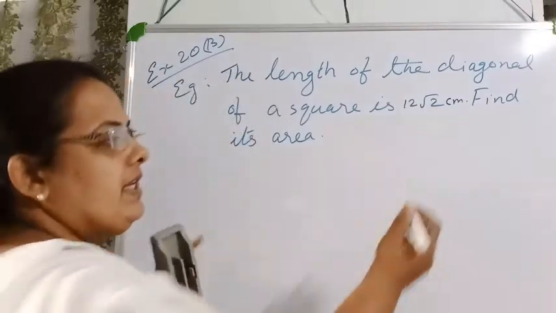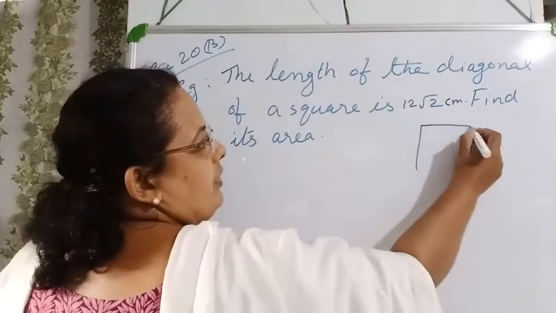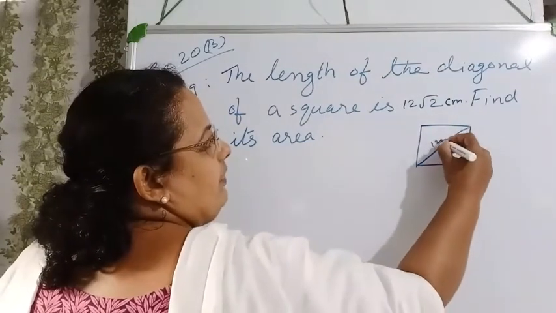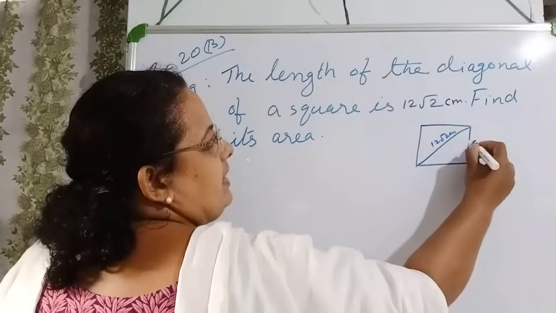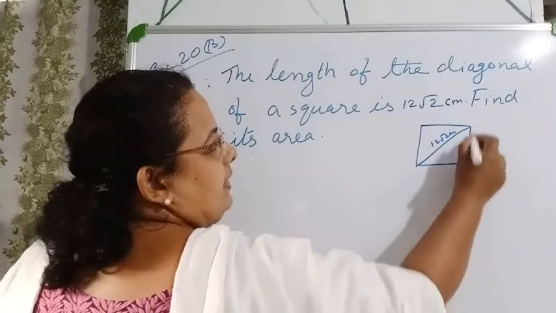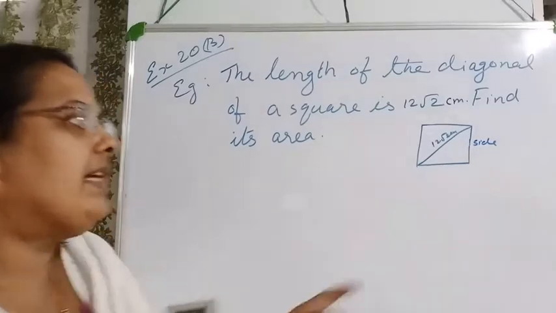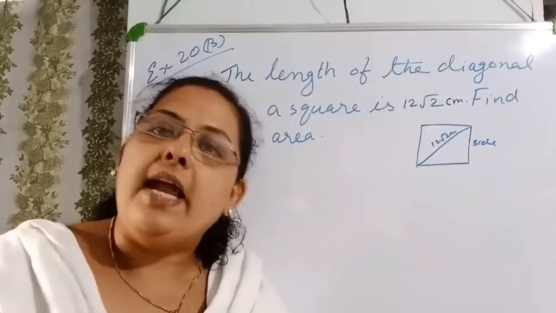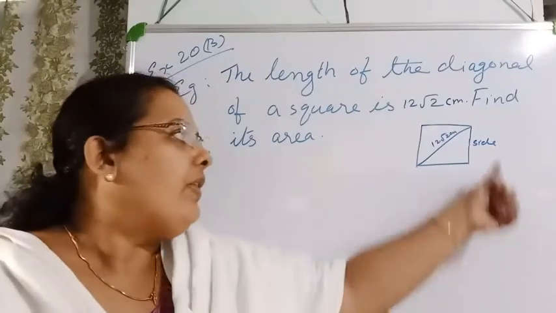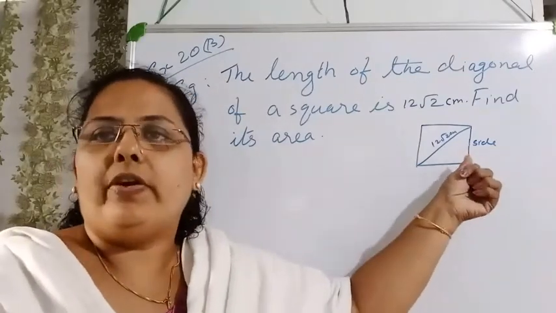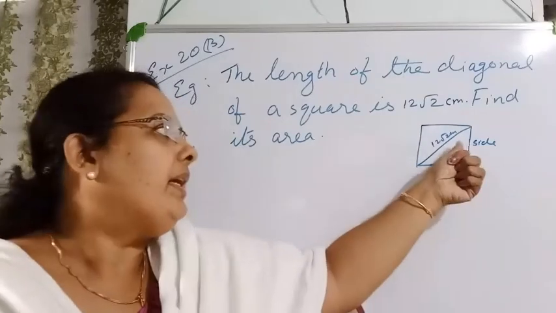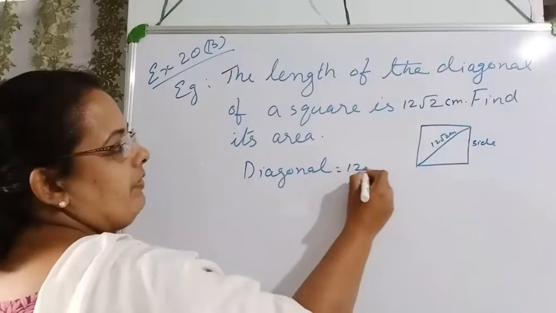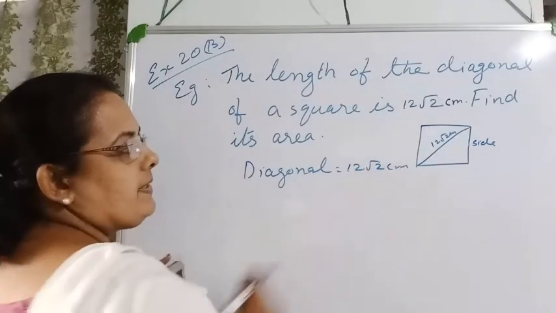Okay, so diagonal is given means you know what a diagonal is. I am just drawing a figure to show you the diagonal. So this is 12 root 2 centimeters. This is the side, isn't it? This is the side, but here the diagonal is given as 12 root 2 centimeters. We are asked to find the area of the square. Without knowing the side, it's very difficult for us to find the area, right? But here only the diagonal is given.